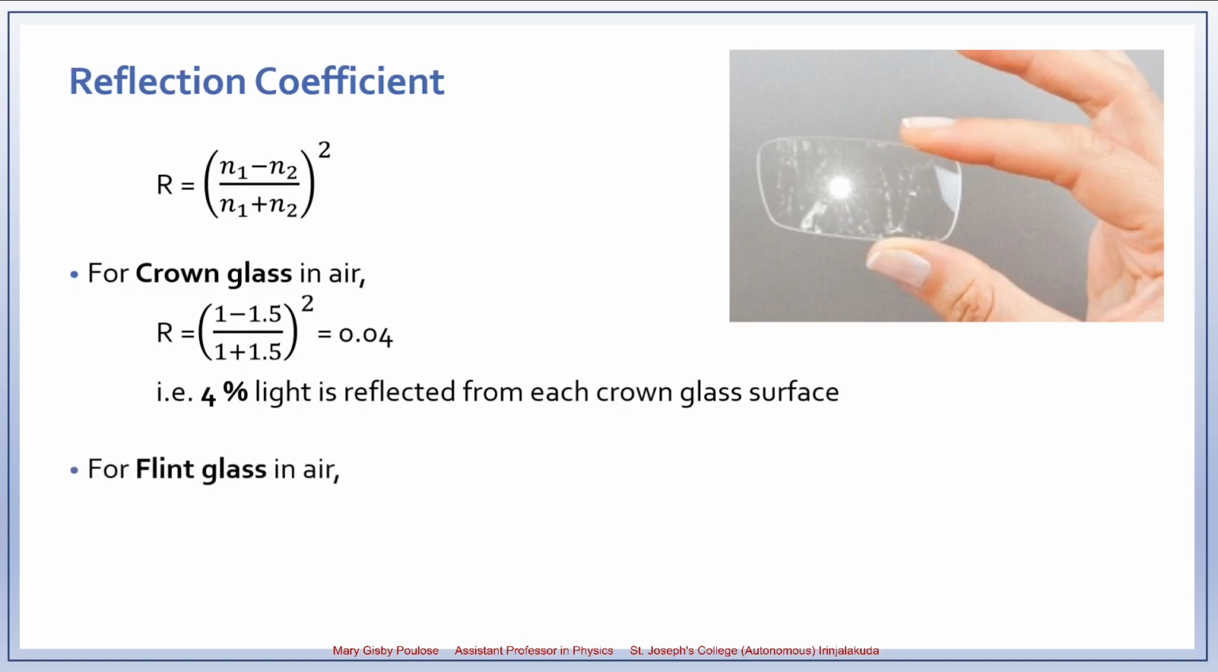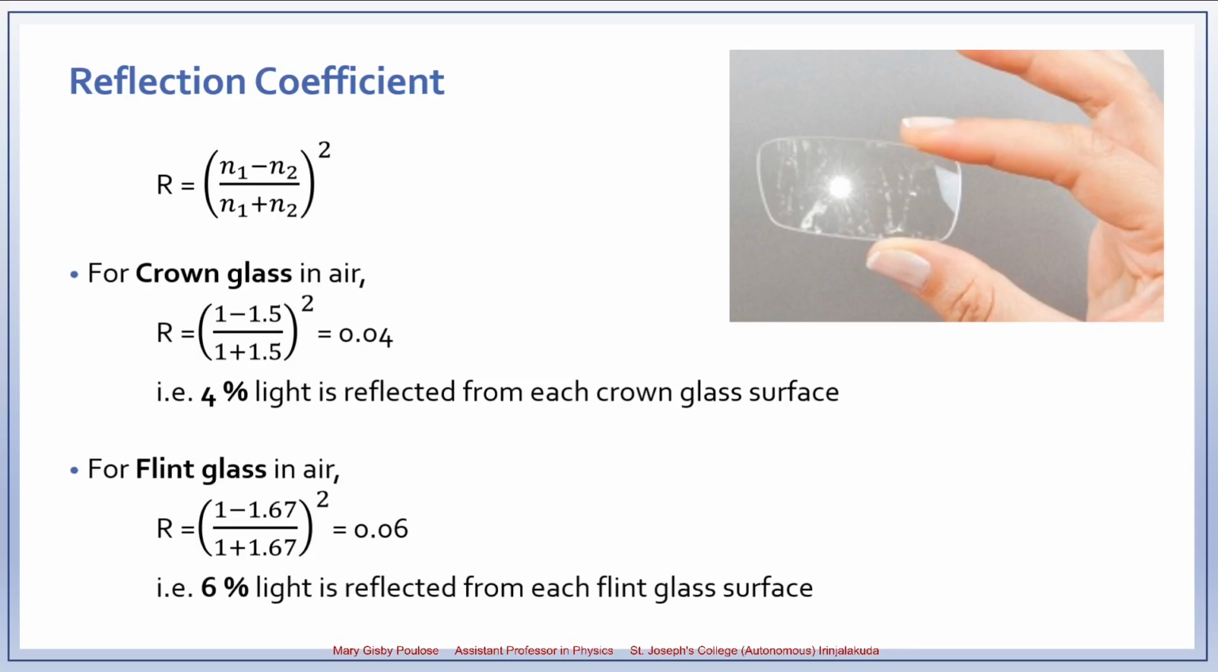For flint glass in air, flint glass is a slightly more denser material. The reflection coefficient is calculated to be 0.06. Here the difference is the refractive index of flint glass is 1.67. This means that 6% of light is reflected from each flint glass surface.